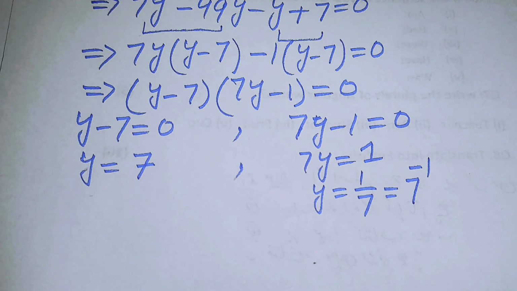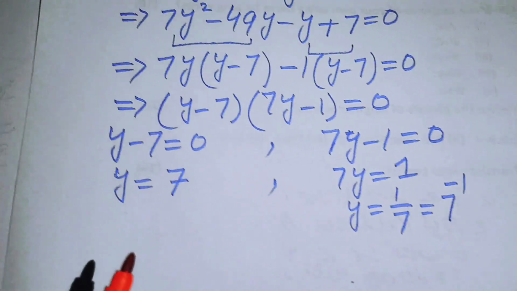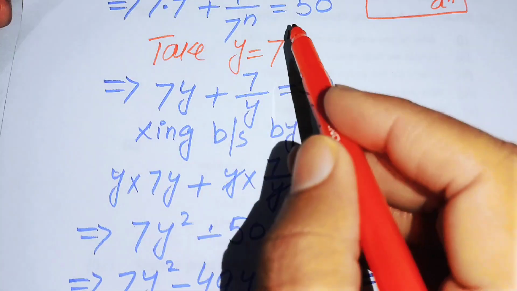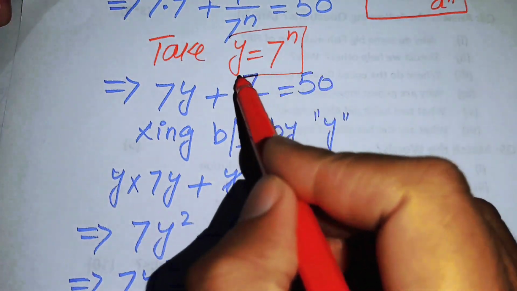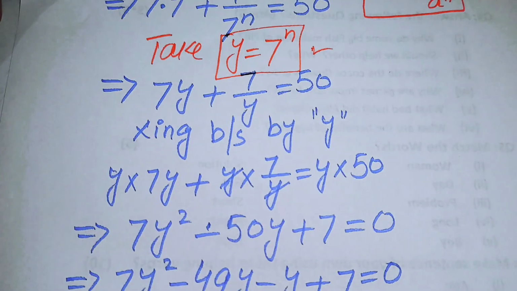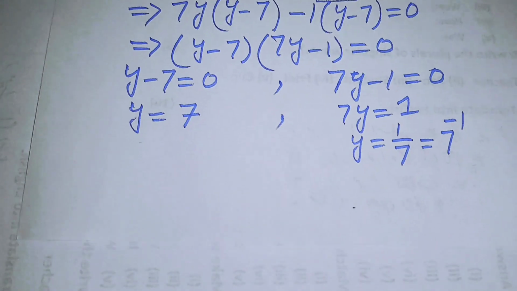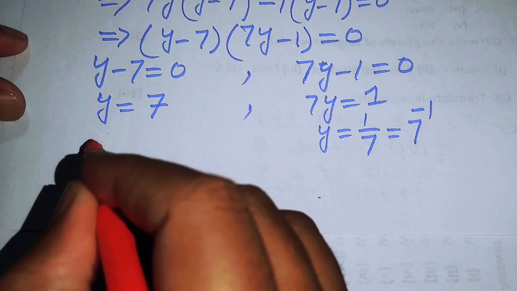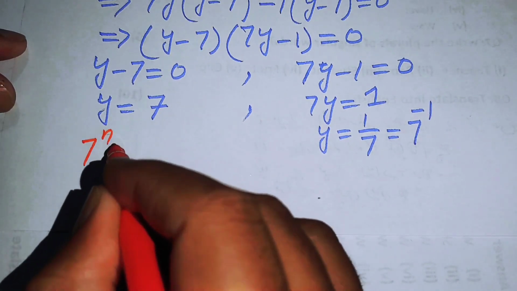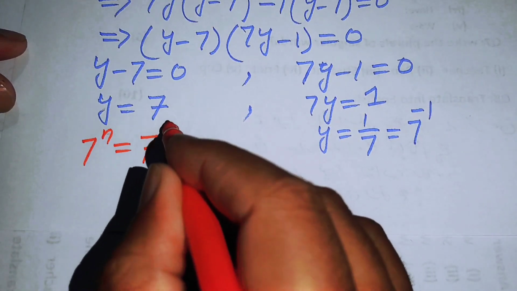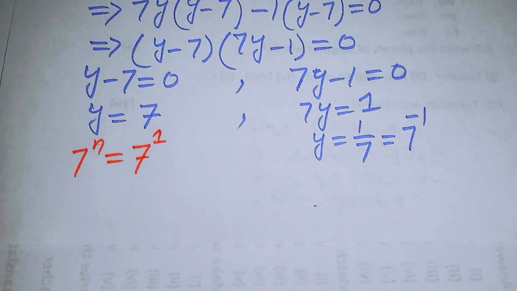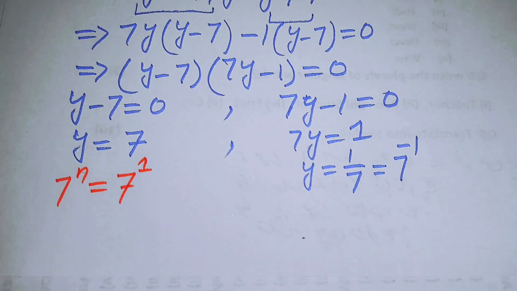And after this step we will take y equals 7 to the power of n. You can look like here. So now we will back substitute the value of this y and we find the value of n. So here we will put y equals 7 to the power of n equals 7 to the power of 1. So now we will use the nice exponential law here, and you know about this law.